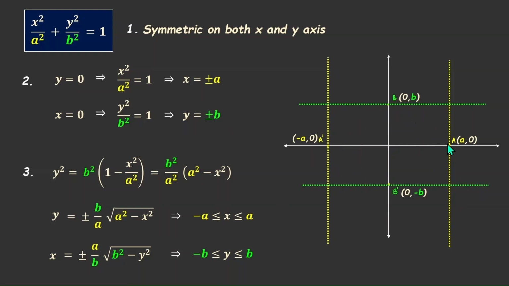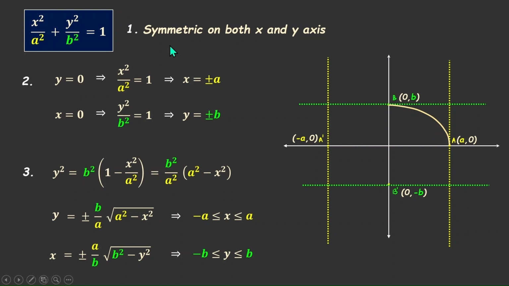And now let's try to figure out the shape of the curve. So in the first quadrant, we'll see that y goes as b by a into root of a square minus x square. So at a comma 0, it would be 0. So the curve should go somewhere like this because it is a square root curve.